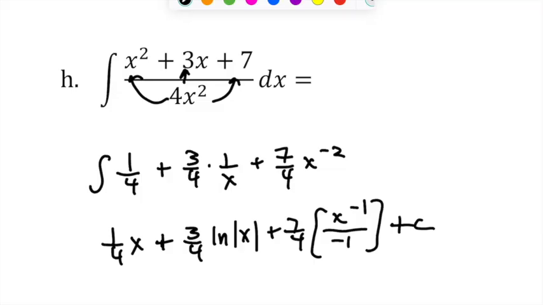So, I mean, if we wanted to simplify, we could. Let's just factor out a 1/4. Not necessary, but we'll do it anyway. So we have x plus 3 log of x plus, technically minus, because the minus comes out front. And we do have the 7, so we're going to put 7/x plus c.